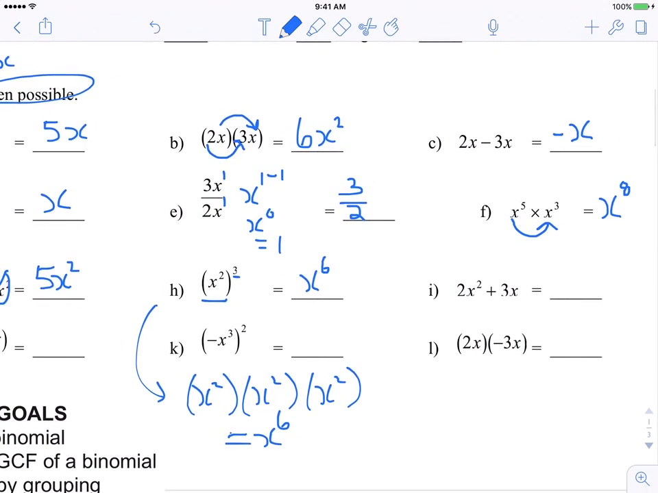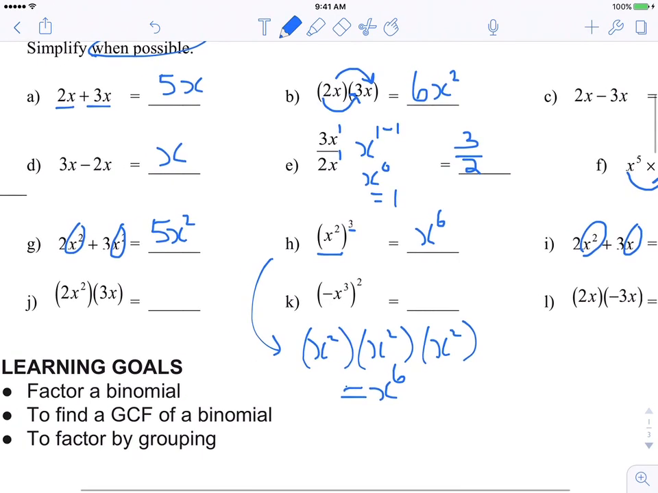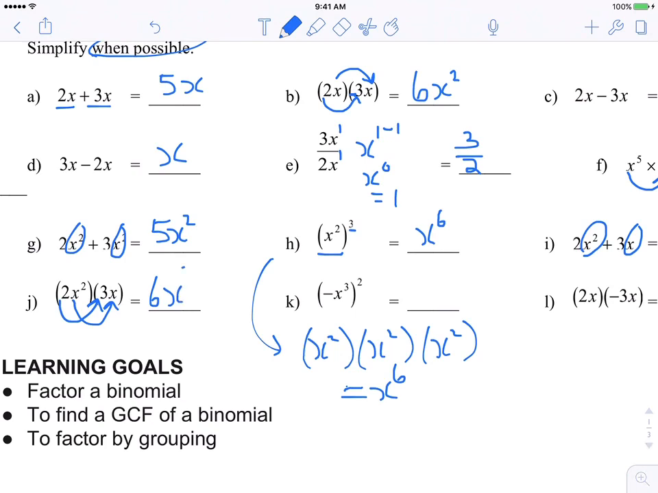Moving to letter I, 2x squared plus 3x. This is not the same as that. X squared represents a different number than x, therefore not possible. Doesn't mean no problem like you would do in texting, it means not possible. Okay, 2x squared times 3x. You can multiply these. 2 times 3 is 6. And x squared times the x would get us x cubed. Again, they don't have to be alike to multiply.